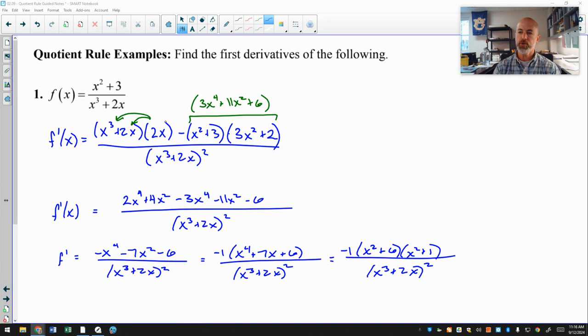So I distributed my 2x through that first piece. Here I expanded the x cubed, x squared plus 3 and 3x squared plus 2 to get this polynomial up here, distribute the negative, combine like terms. And a lot of times this is where you can stop. You can't really do much else with that. But I noticed, coincidentally, that if you factor out a -1, you can factor x to the fourth. Here's a typo. X to the fourth plus 7x squared plus 6. Which factors to x squared plus 6x squared plus 1. There's really no advantage in doing that because nothing were cleaned up really beyond that. But that would be the factored and simplified version of the first derivative f prime.